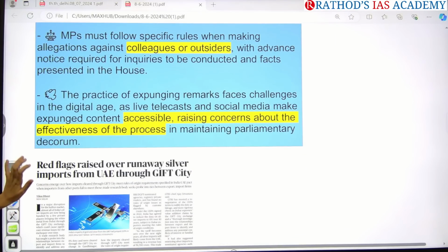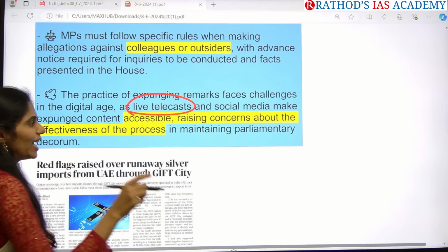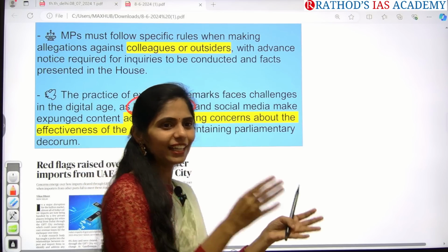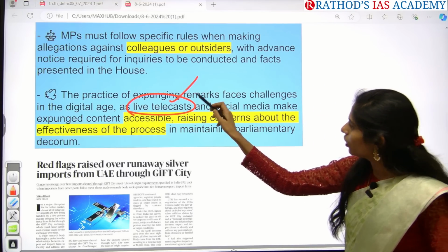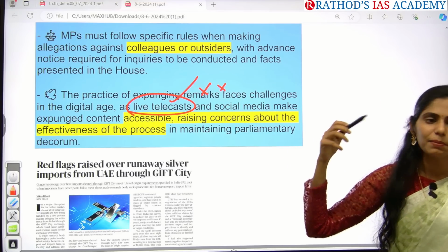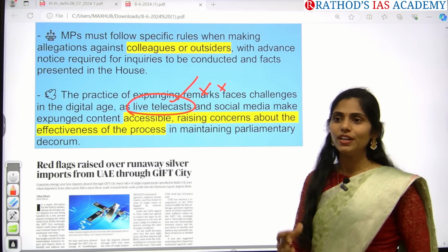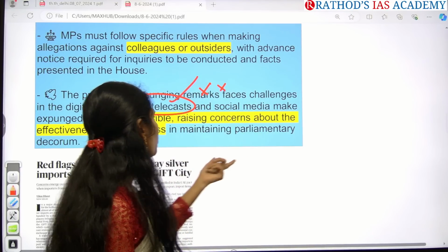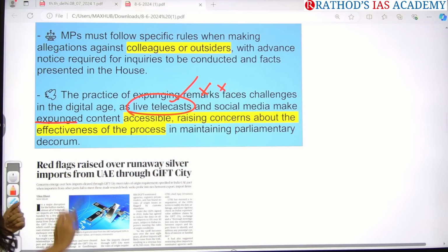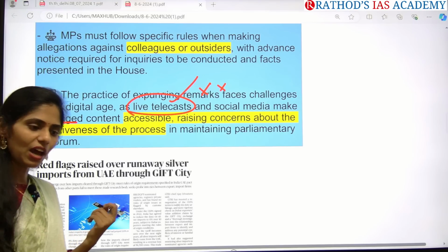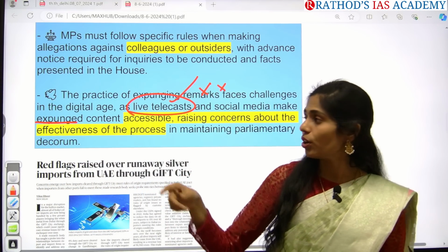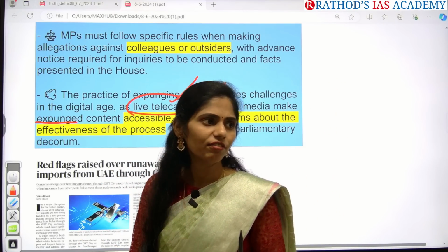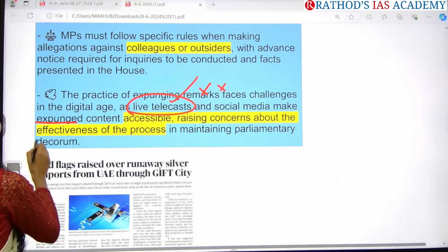Now we have some challenges because of this expunction. The first one is if there is a live telecast, we can't delete or erase that. That is one challenge. Especially if you are not cutting or deleting the unparliamentary language, within the next few minutes or hours those clips will go viral on social media. That is also an important issue. So the power is present with the presiding officers regarding deletion or erasure, but because of science and technology and live telecast, we can't do that effectively.